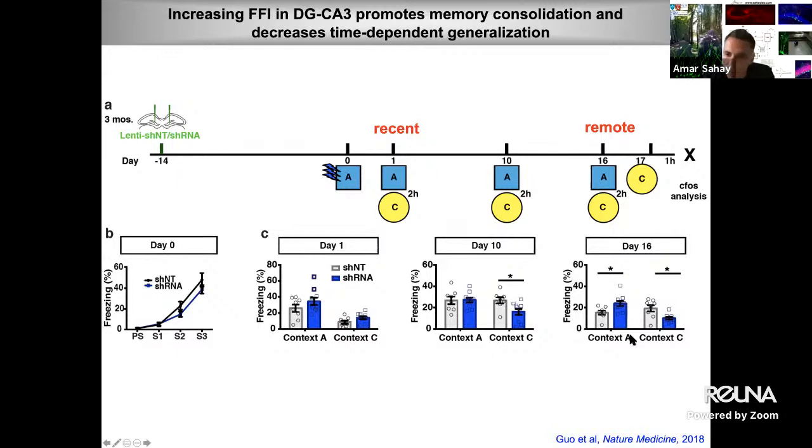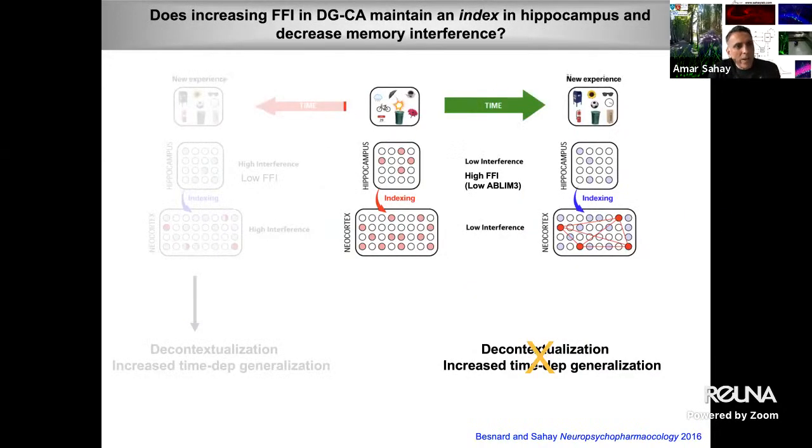However, at the remote time point, what we found was that the animals in which we had increased feed-forward inhibition now exhibited greater memory consolidation at the level of behavior, as evidenced by higher levels of freezing in context A, and reduced time-dependent generalization as captured by reduced levels of freezing in the neutral context C. So on the basis of these observations at the level of behavior, we then asked, based on our model, are we in some ways influencing the persistence or the perdurance of the index in the hippocampus, such that the animals in which we've increased feed-forward inhibition retain the details of that original experience of context A?